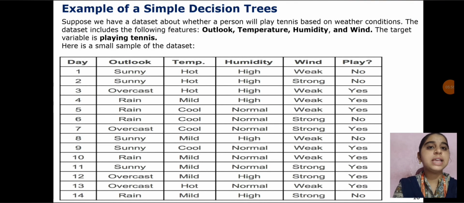Here we can see the example of a simple decision tree. Suppose we have a data set about whether a person will play tennis based on the weather conditions. The data set includes the following features: outlook, temperature, humidity, and wind. The target variable is playing tennis. Here is a small sample of the data set. In the below table, we can see the data set of a person, whether he plays tennis or not based on the weather condition.